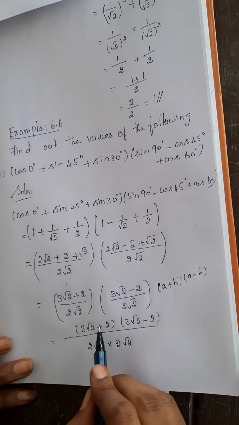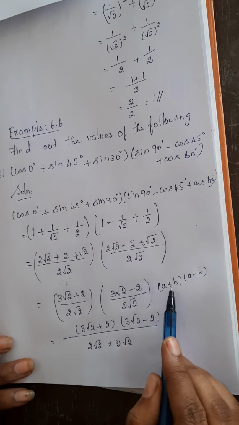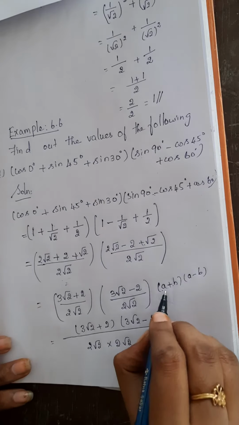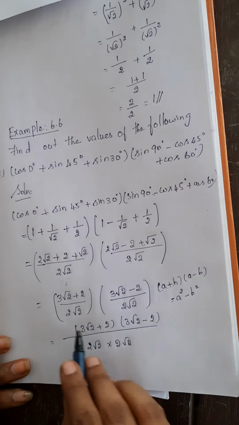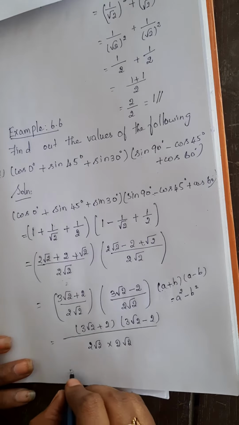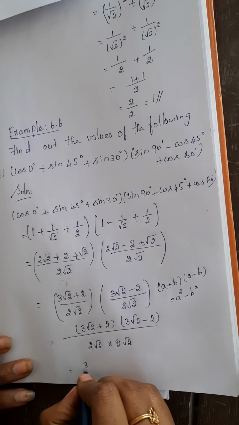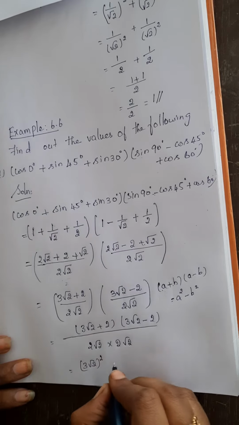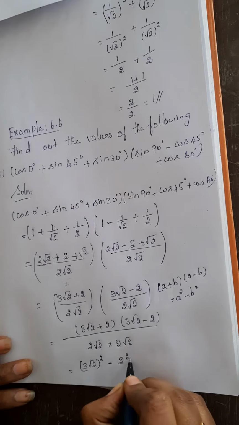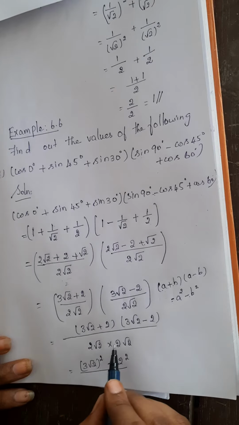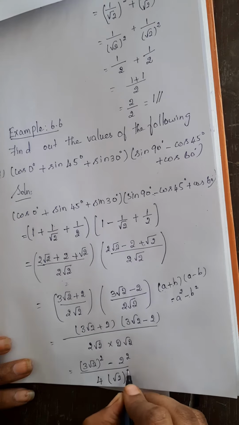Look at the numerator. It is in the form of A plus B into A minus B. So A plus B into A minus B formula is A square minus B square. So how can you write this term? Which is equal to A square. This is A, it is B. So 3 root 2 the whole square, then minus B square, this B square 2 square divided by 2 into 2, 4 root 2 square.